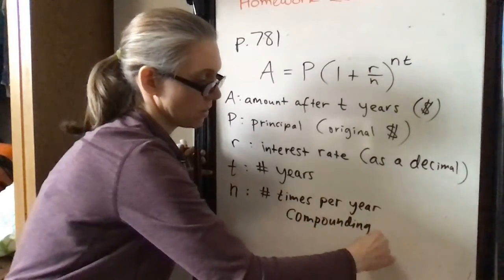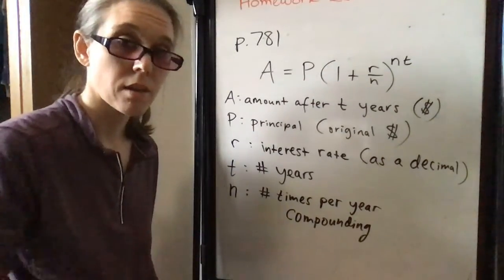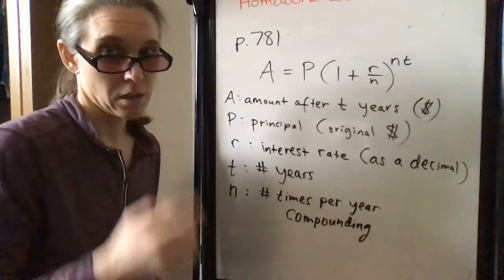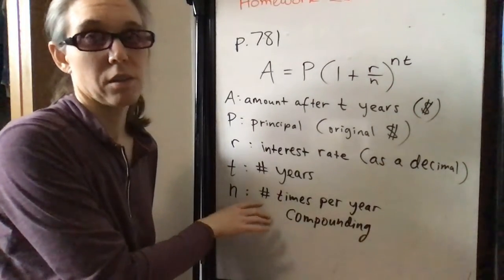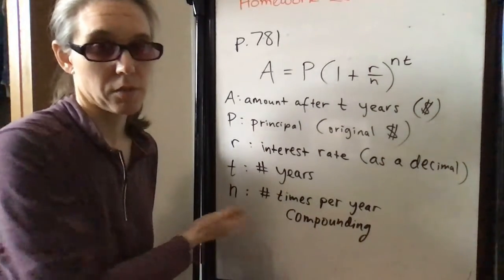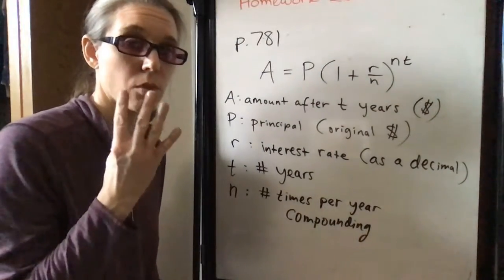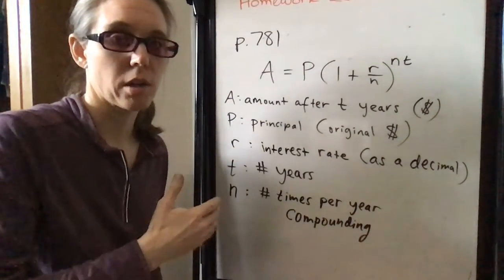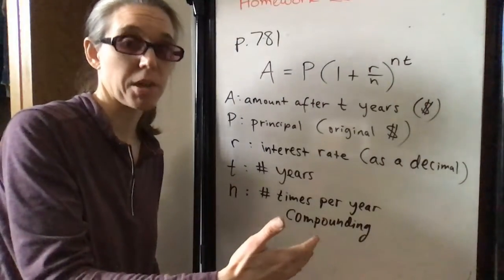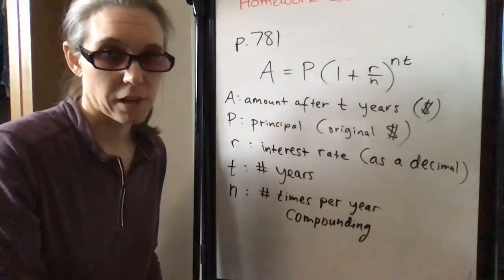So, for instance, if you were to compound every month, monthly compounding would be that you're breaking a year into 12 increments. So N would be 12. If you are doing a quarterly compounding, you break the year into four sections, and so N is 4. If you are compounding daily, there are 365 days in a year, so N would be 365.